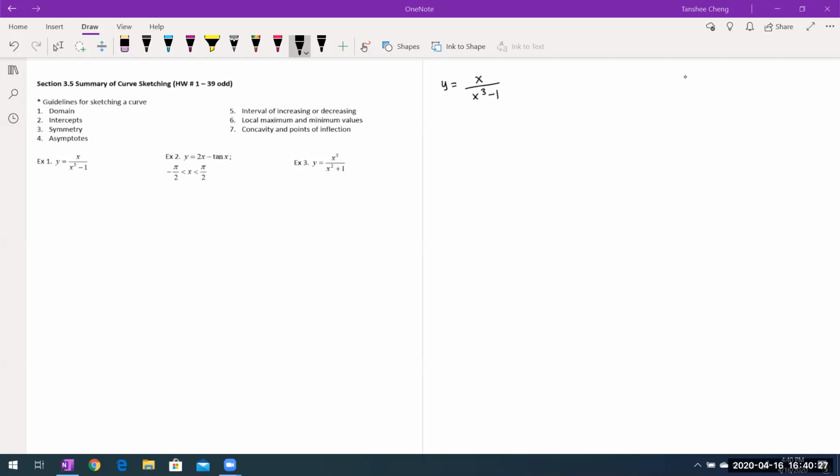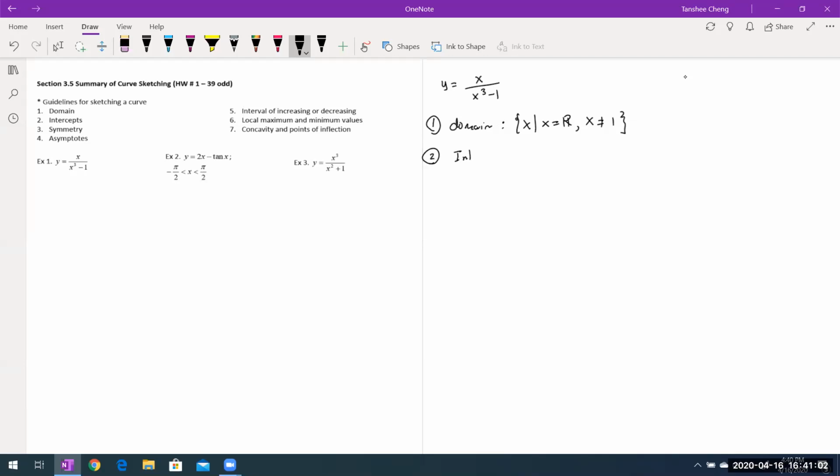So the first thing is finding the domain. I can see that the denominator cannot be equal to 1, right? So I would say that my domain of this function is everything, all real numbers x, except x cannot be equal to 1. That's my domain.